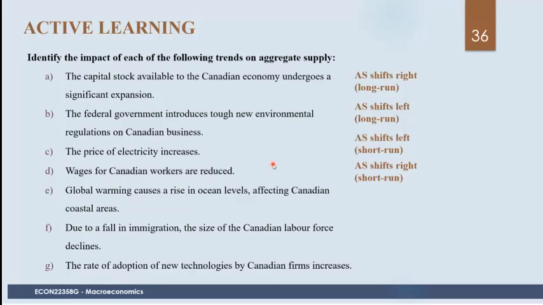They're cheaper. So E, we have global warming. So this is, again, more of a long run thing. So it would shift it to the left. Now, if we have a fall in immigration, and so the size of the Canadian labor force declines, is that long run or short run? Anyone? Yeah, long run, and it would shift to the left. The rate of adoption of new technologies by Canadian firms increases. So we have more technology. That's definitely a long run thing, and it would shift it to the right.